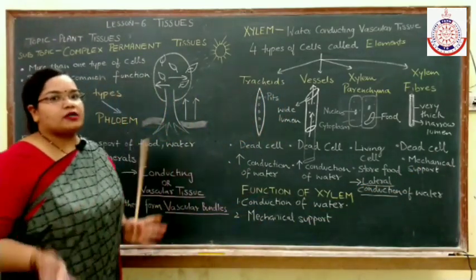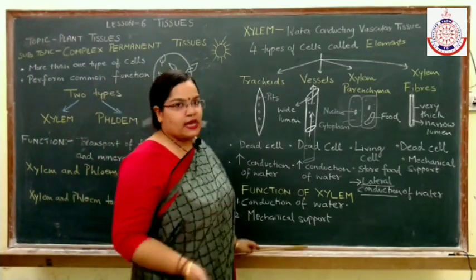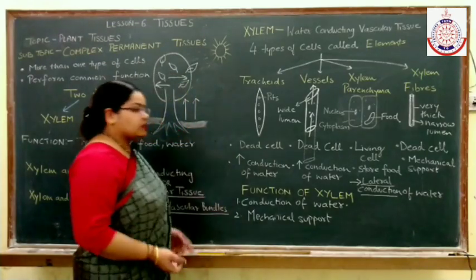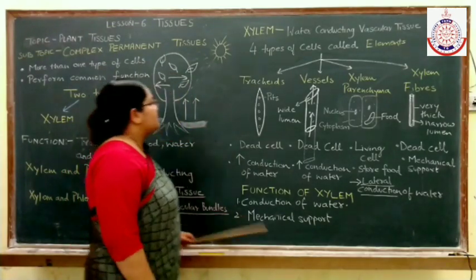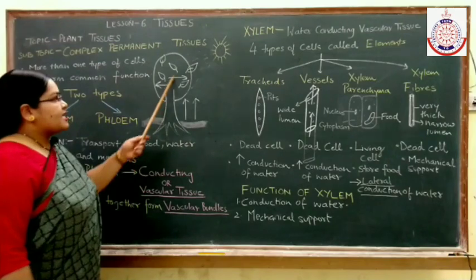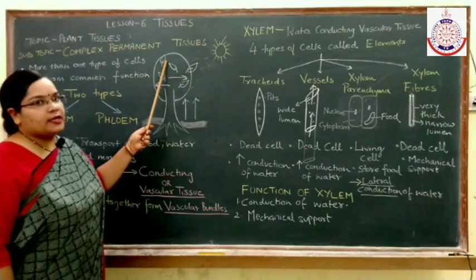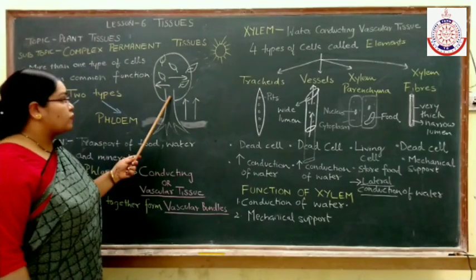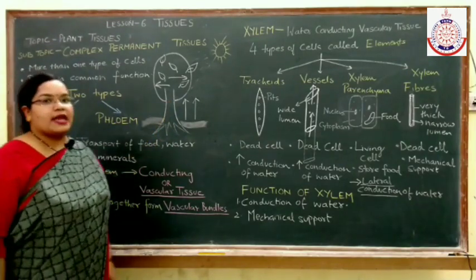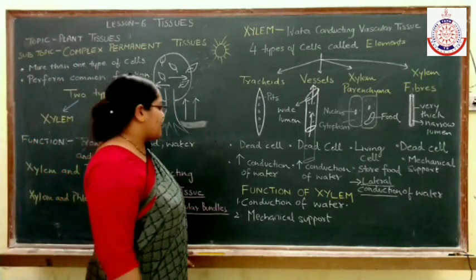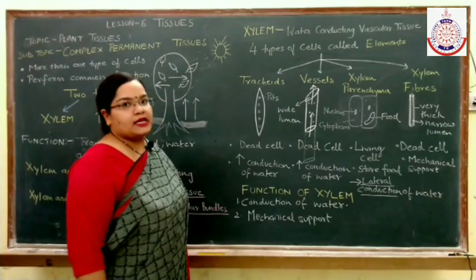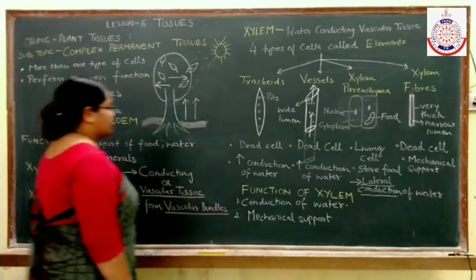If we talk about xylem as a whole, what is the main function of xylem? The main function of xylem is that it helps in transport of water and minerals absorbed from the roots to each and every part of the plant. And the second function is that it provides mechanical support to the plant body.